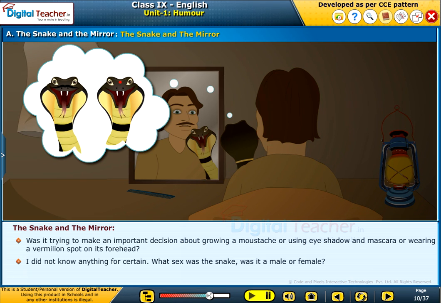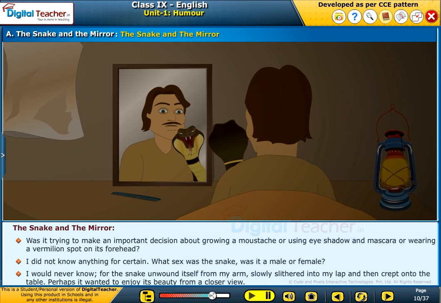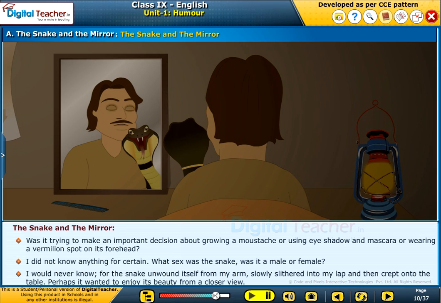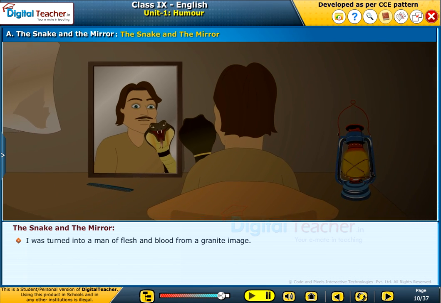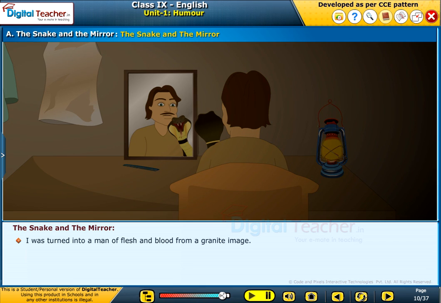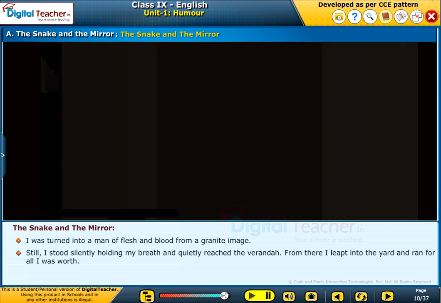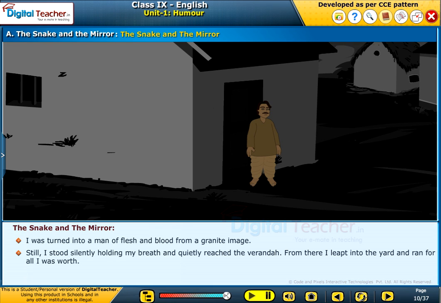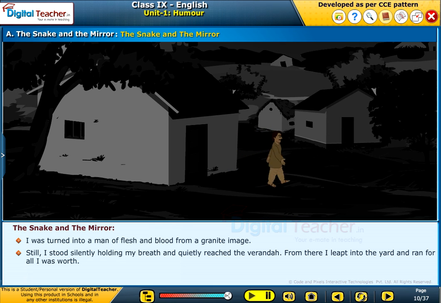What sex was the snake? Was it a male or female? I would never know, for the snake unwound itself from my arm, slowly slithered into my lap, and then crept onto the table. Perhaps it wanted to enjoy its beauty from a closer view. I was turned into a man of flesh and blood from the granite image. Still, I stood silently holding my breath and quietly reached the veranda. From there, I leapt into the yard and ran for all I was worth.